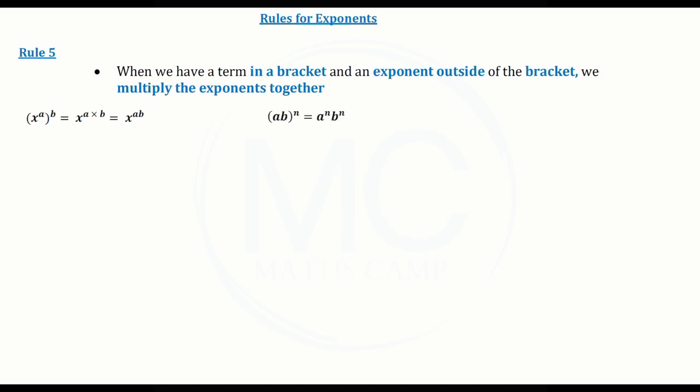Also remember that an exponent outside the bracket affects the exponent of every variable inside the bracket. So here we have ab to the power of 2. Remember that a is actually a to the 1, and b is actually b to the 1. So we get a to the 1 multiplied by 2, which is 2, and b to the power of 1 multiplied by 2, which is also 2.